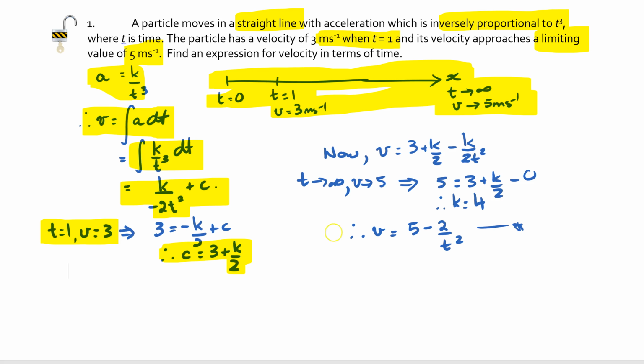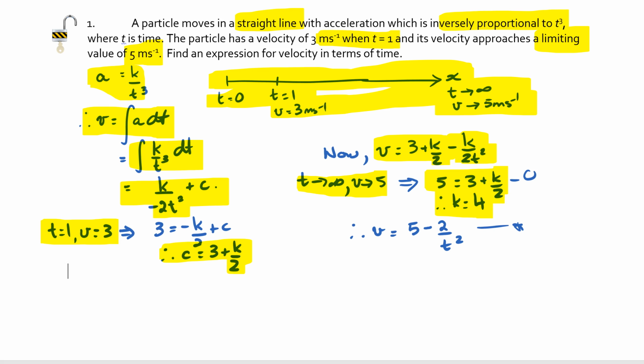So the best we can do is write our equation for velocity. So that's our c, 3 plus k on 2, and minus k on 2t squared. Now, the thing is that as t tends to infinity, v tends to 5. When t tends to infinity, this last term becomes 0, so our expression for velocity above reduces to this. So we then have k equals 4.